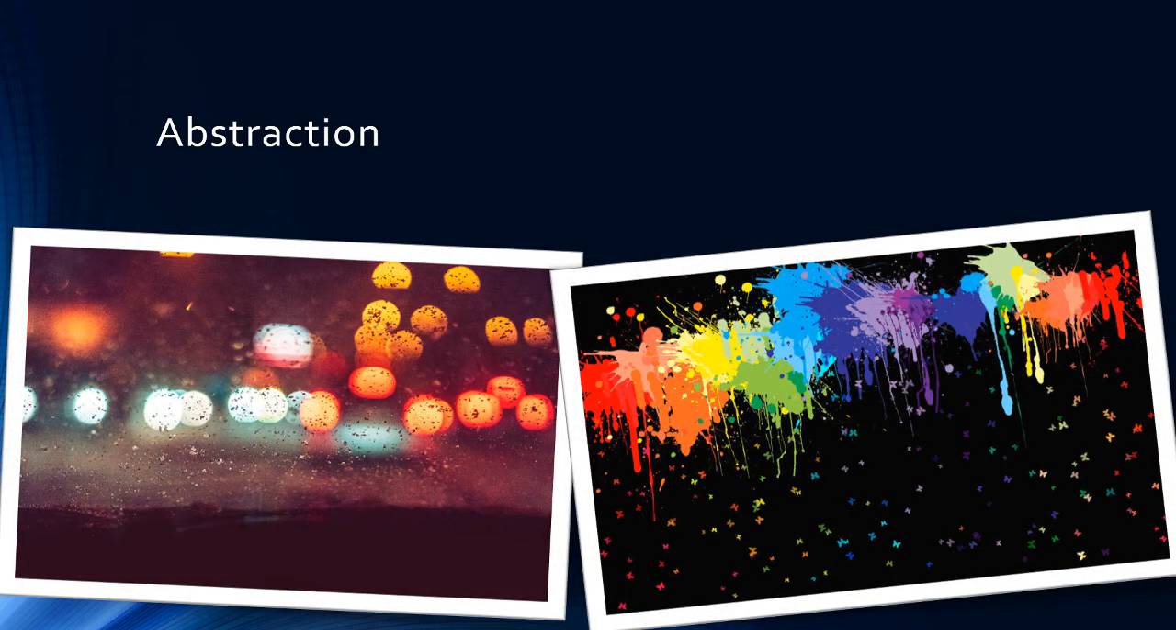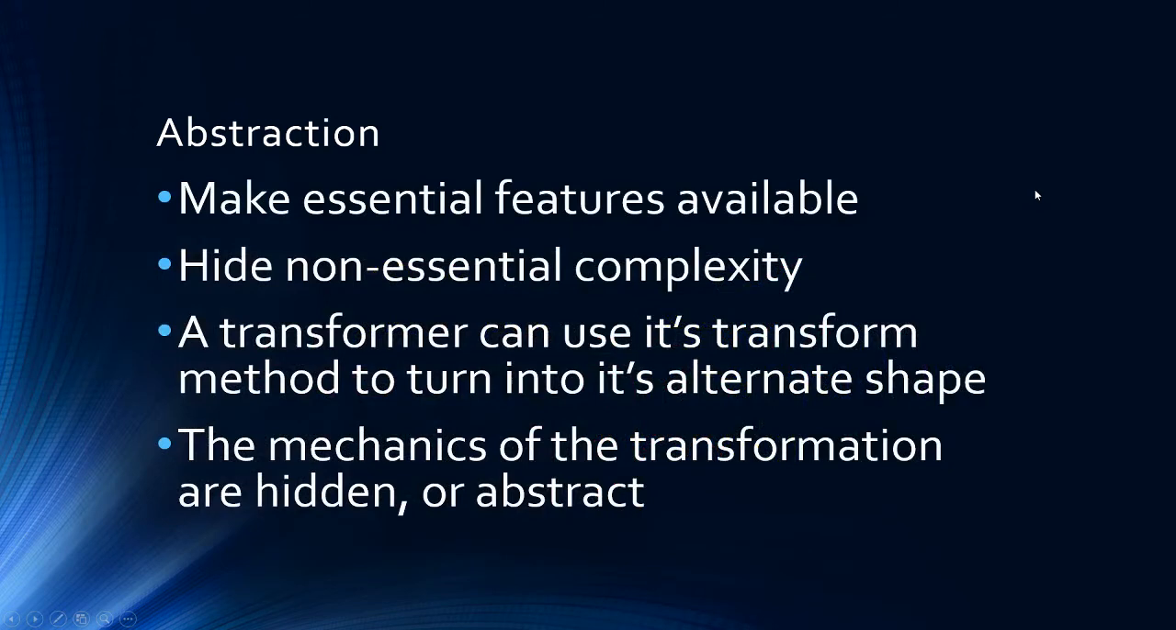So working with object-oriented programming and these concepts, the first one is abstraction. These are abstract pictures. You can see there's some lights, you can't see exactly what's going on there. So abstraction makes essential features available, but it hides non-essential complexity. So we might say a transformer could use its transform method to turn into its alternate form, but the actual mechanics, how that happens behind the scenes, could be hidden or abstracted.